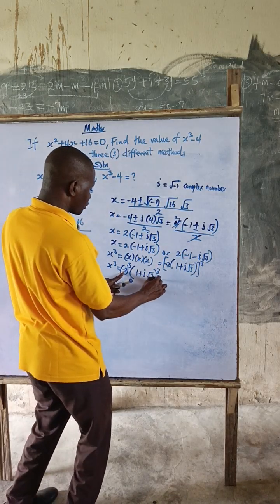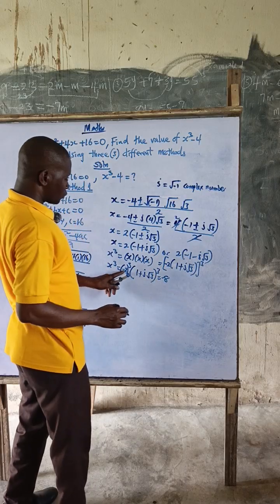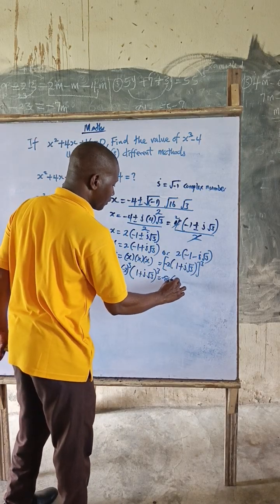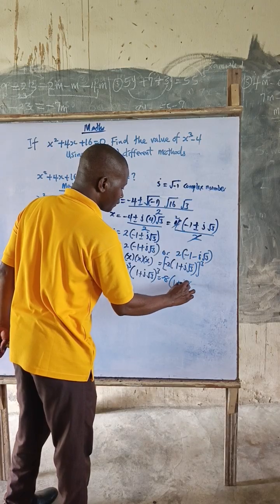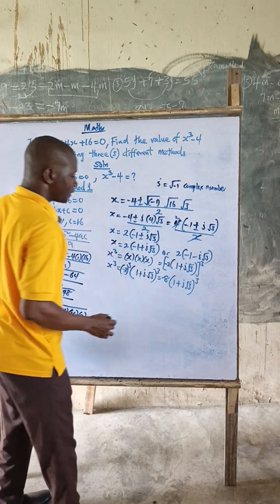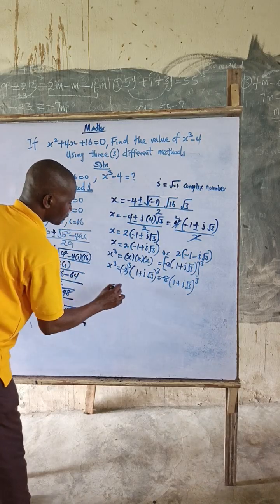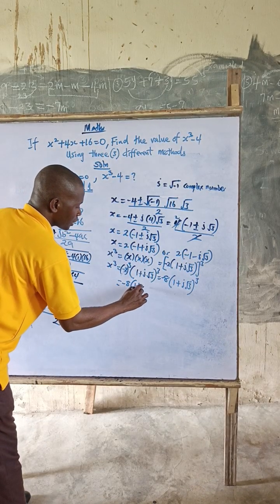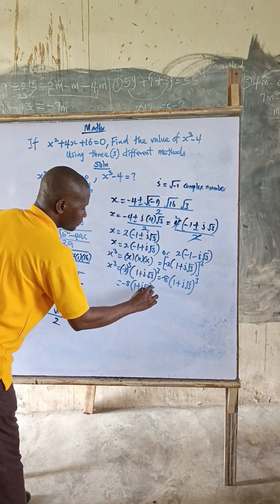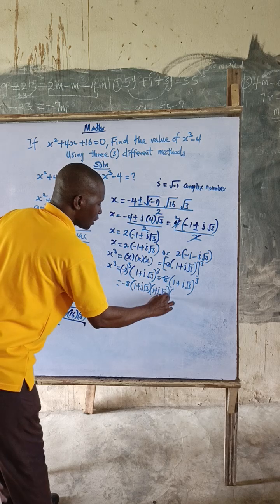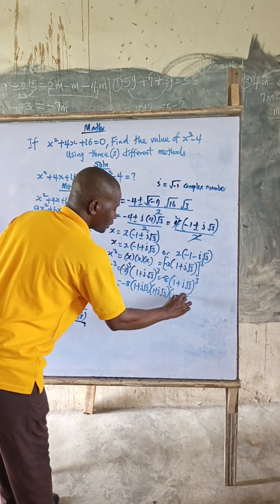So here 2 raised to power 3 gives us 8, that is minus 2 raised to power 3 will give us minus 8. Open bracket 1 plus i square root of 3, like this, raised to power of 3. Now the next thing we are going to do, we are going to expand it. We have minus 8 into 1 plus i square root of 3 times 1 plus i square root of 3 times 1 plus i square root of 3.